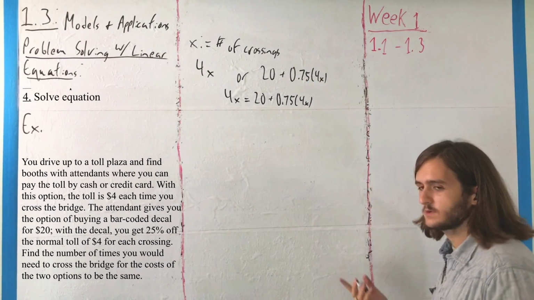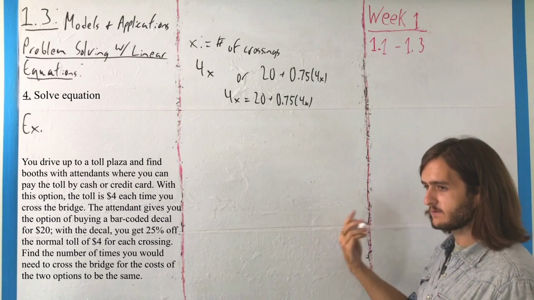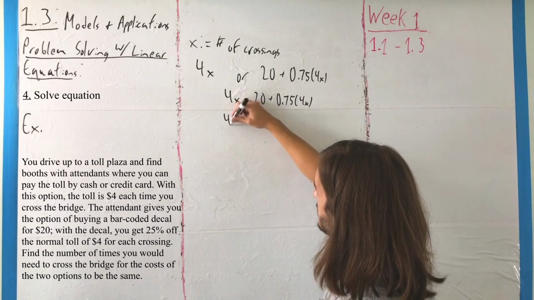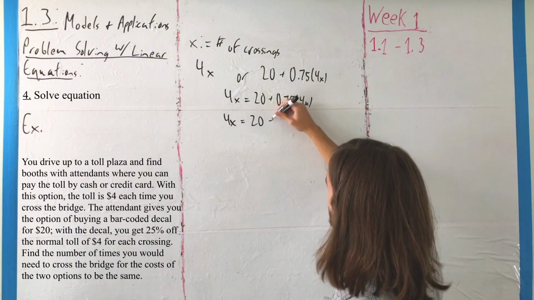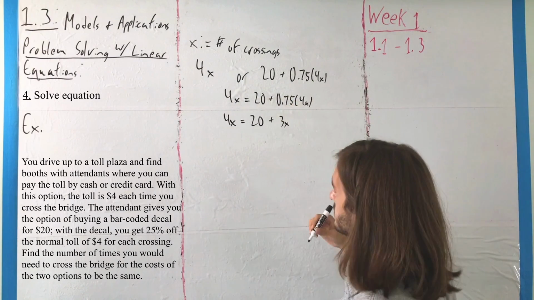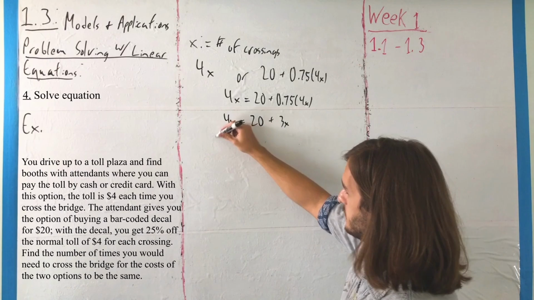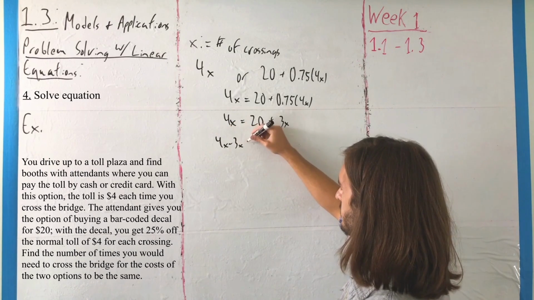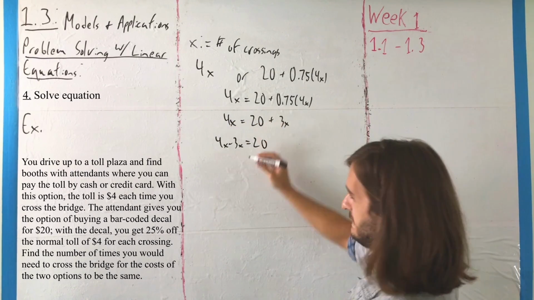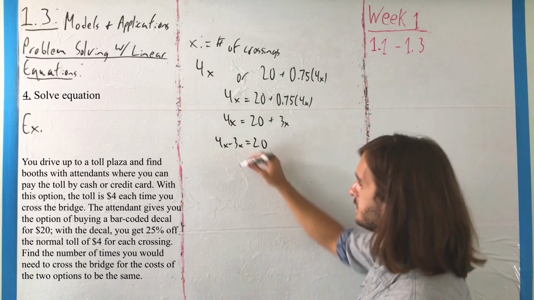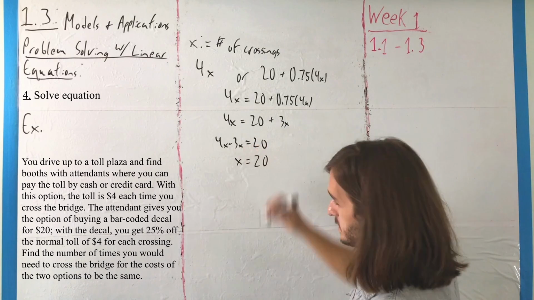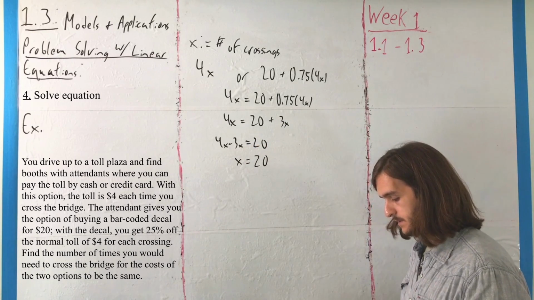From here, the first thing I would want to do is get rid of that 0.75 by multiplying it into the 4. So we would have 4x equals 20 plus 3x. Then subtract over the 3x to get the x's alone. 4x minus 3x. I'm going to be extra detailed there, but that's a pretty simple one. You're just left with x is equal to 20.